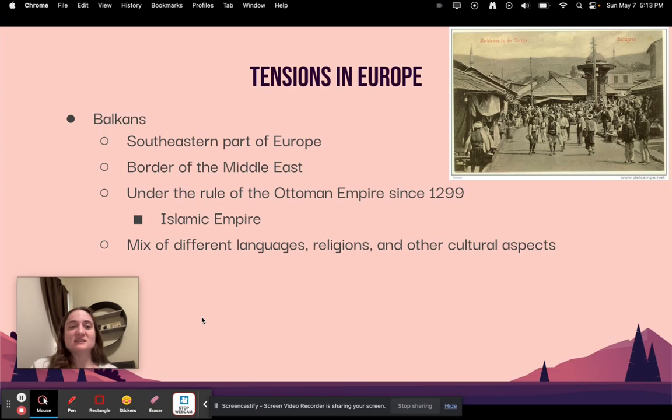So the Balkans is in the southeastern part of Europe. It is also the border to the Middle East. It was under the rule of the Ottoman Empire, which was this gigantic empire. It was an Islamic empire, and it had been under its rule since 1299. Yeah, that's a long time. Because of this coming together between the Middle East and Europe, there were a lot of different languages, religions, and other cultural aspects.